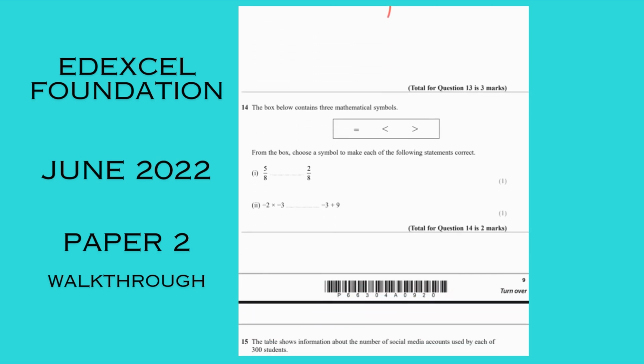Number 14, some inequalities. So you could convert them, but 5/8 is over a half, 2/8 is under a half. So 5/8 is definitely greater than. Could use your calculator for this one, but you'll realise that both are positive 6. So that needs the equal sign to go in there.